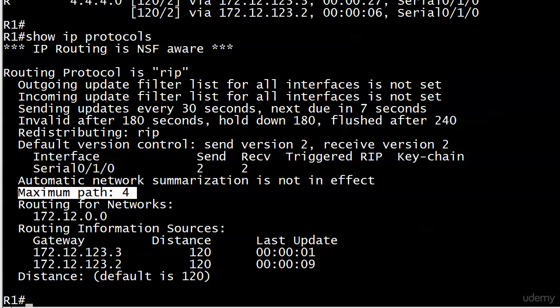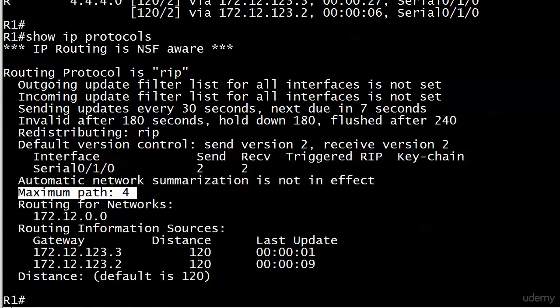That really doesn't give you a good description. Everything else in here is, automatic network summarization is not in effect. Here are your routing information sources. Here are your update timers. Everything is explained so beautifully. And then in the middle, you got maximum path 4. Well, maximum path for what? So it would be a good idea for us to know, as we now do, that that is the maximum number of paths we're using right now for equal cost load sharing, and that's by default.